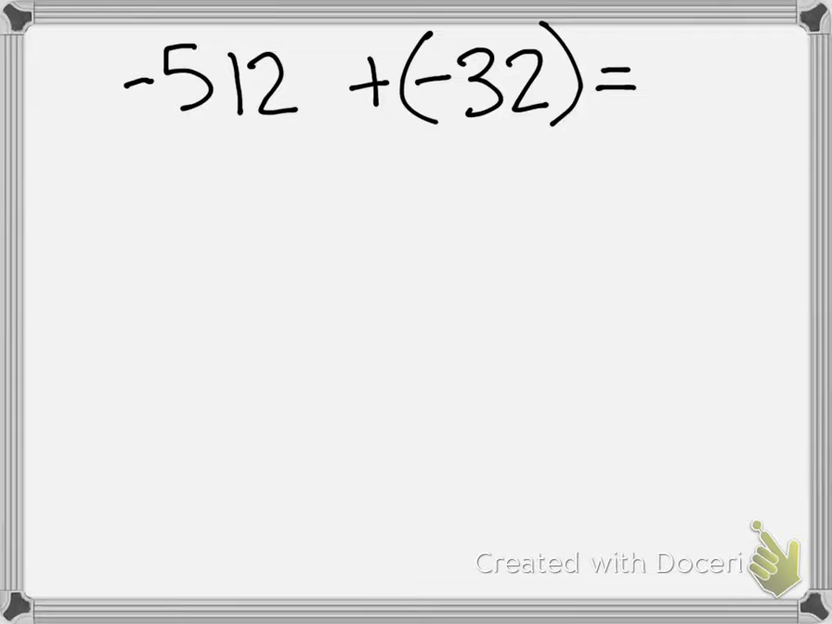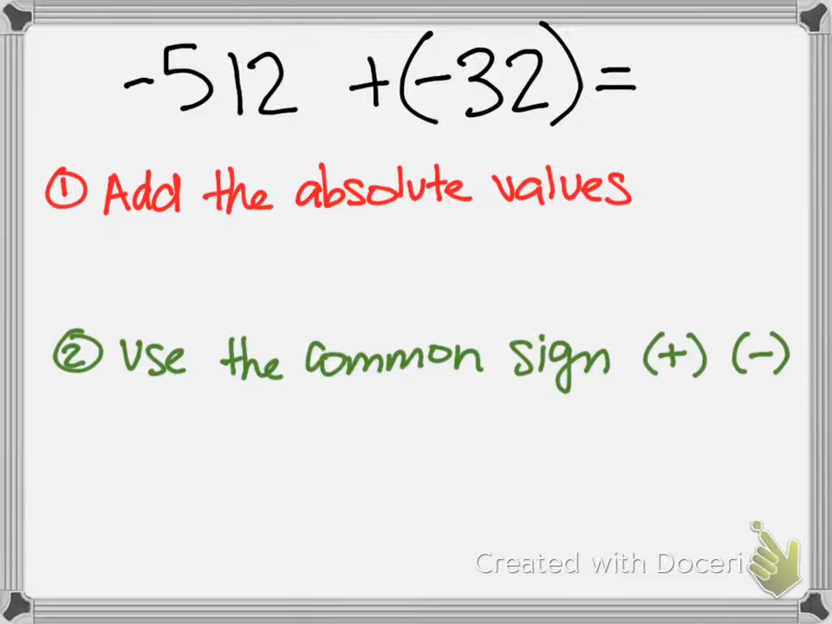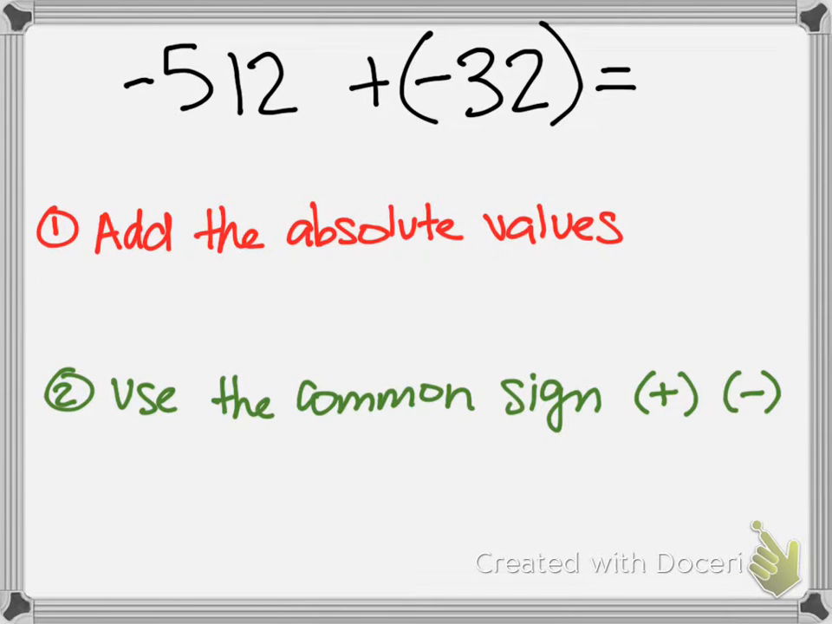Okay, we're just going to do one more example. This is an example to show us why it's very important for us to be able to do this without having to draw a number line. I don't know about you, but I do not want to draw a number line that has enough space for a number as big as negative 512. So we're going to follow our 2 steps, and you're going to see that this is going to be much quicker for you than having to draw a giant number line. So first step, we're adding our absolute values.